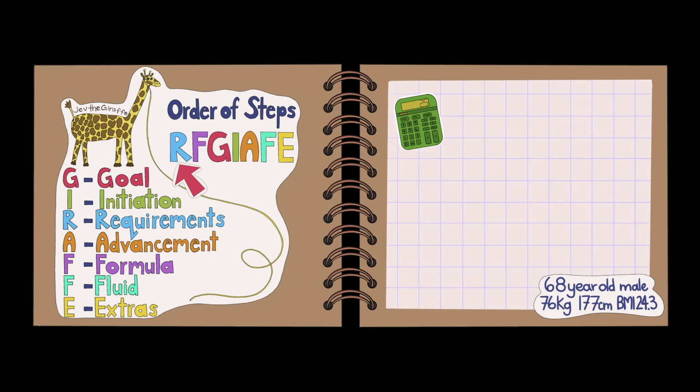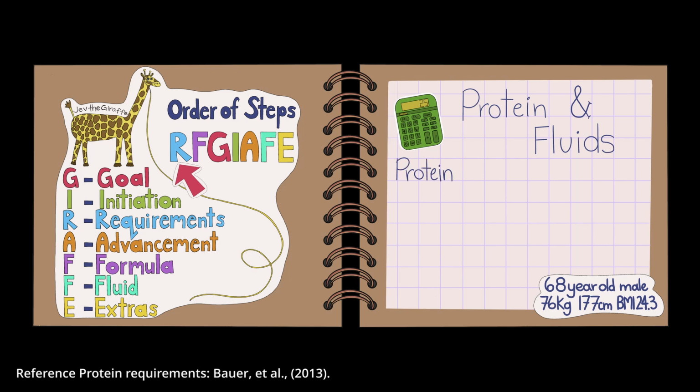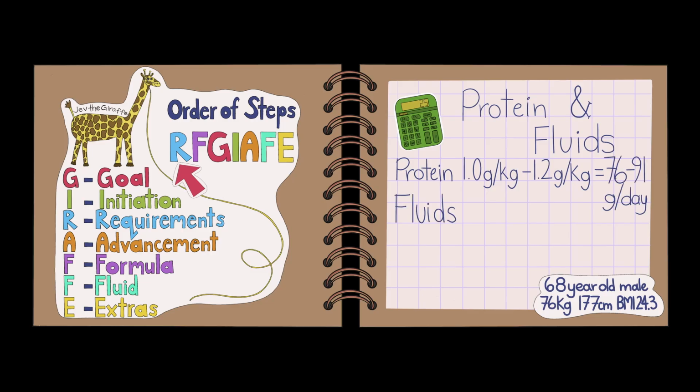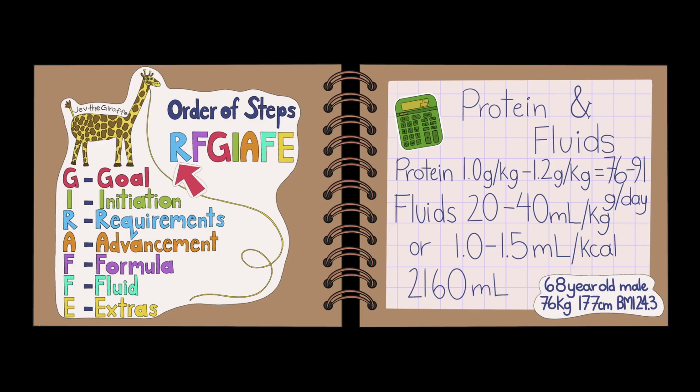Let's also look at protein and fluid requirements. We don't know much about this patient, but he is a senior who has lost weight. I would likely estimate his protein requirements as 1.0 to 1.2 grams per kilo, which is 76 to 91 grams per day. For fluid requirements, as described in a tool developed by the NCPT, Aspen recommends 20 to 40 mils per kilo per day, or 1 to 1.5 mils per calorie of energy expended.